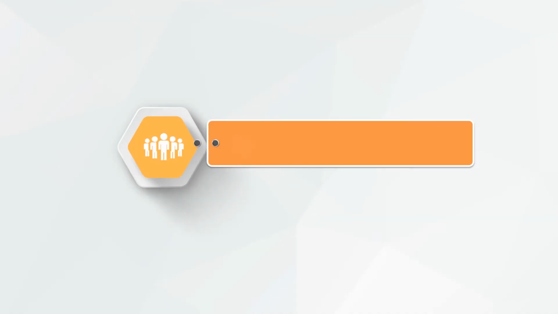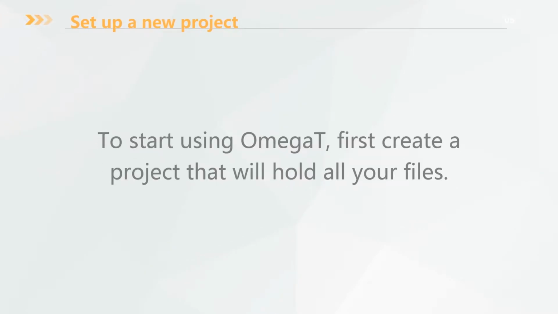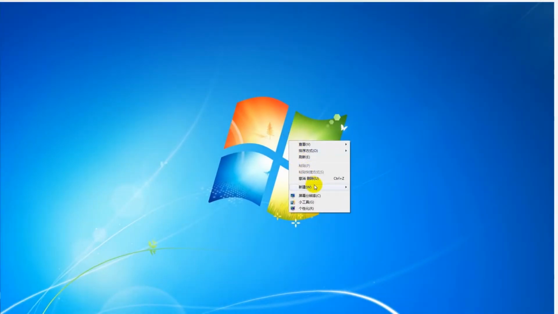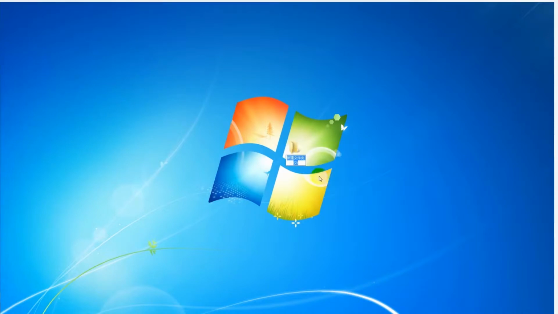The first step is setting up a new project. To start using OmegaT, first create a project that will hold all your files, such as your source file, translation memories, glossaries, and eventually your translated file. First, create an empty folder on your computer where you want to put all your files.